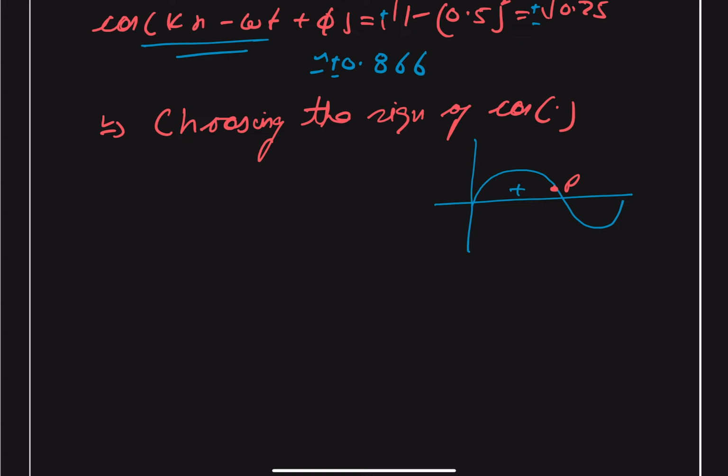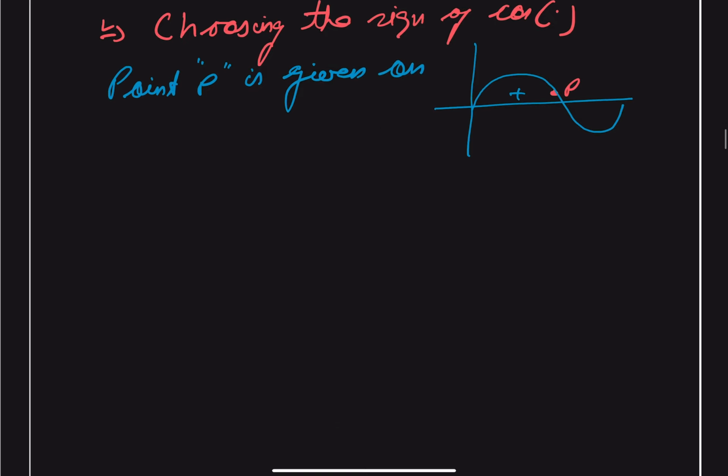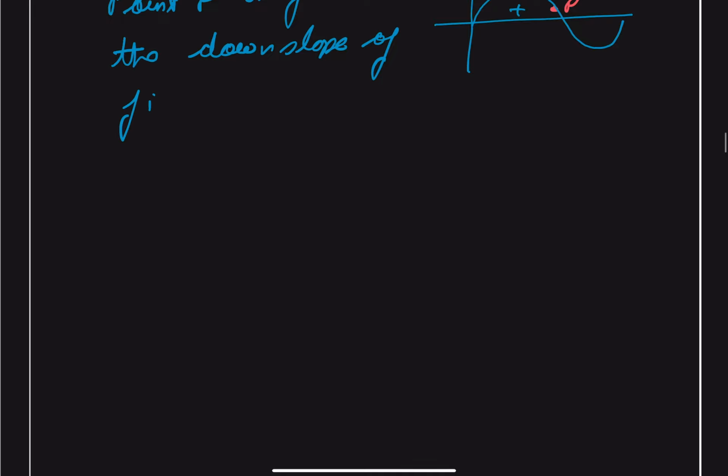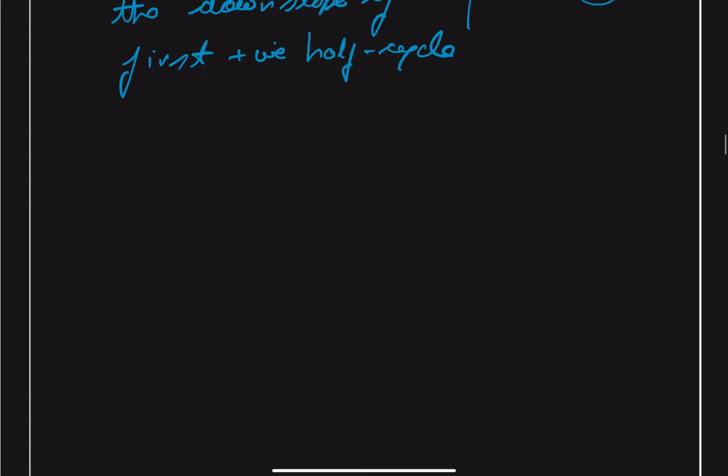Point P is given on the downslope of first positive half cycle. Therefore, cos function will have a negative sign.